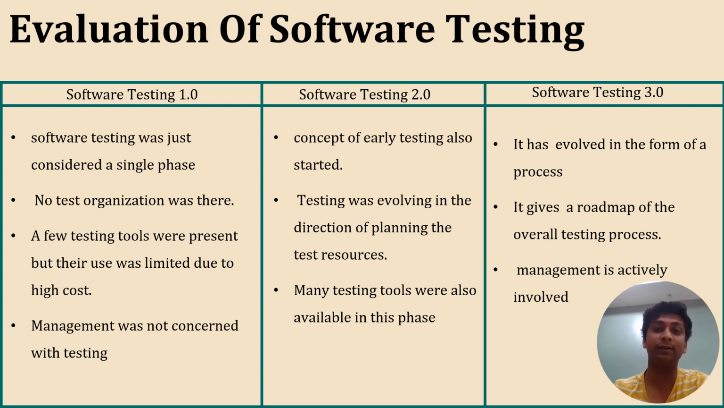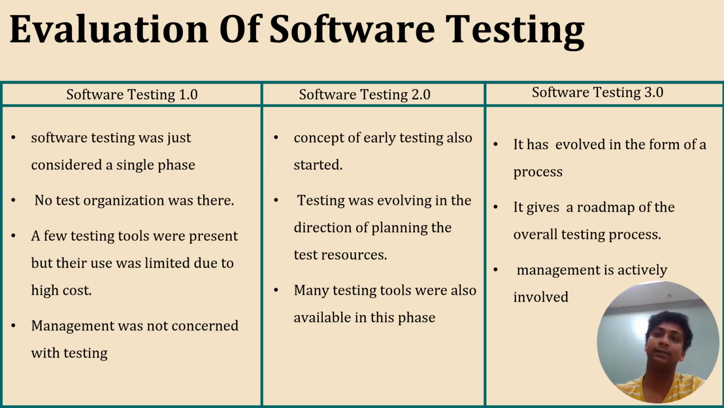The latest one is software testing 3.0. It has evolved in the form of a process, and it gives a roadmap to the overall testing process. Earlier they were planning, and here it becomes a roadmap: you have to do this, after that you have to do that. Here management is actively involved. To complete any task we need proper management, right? So in software testing, management was very involved.